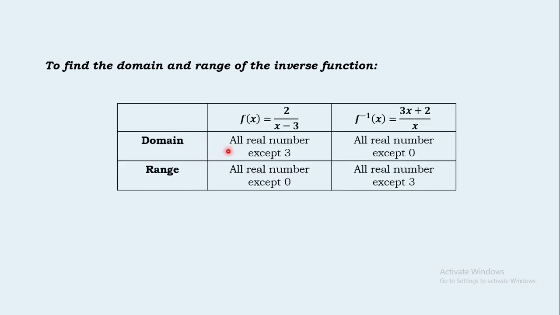So to continue, to find the domain and range of the inverse function, we will have this table. This is our original function and this is our inverse function. As I've said earlier, the domain of this function are all real numbers except 3, because 3 will make the whole function undefined. And the range of this original function are all real numbers except 0. In the inverse function, we just interchange the domain and the range. So in this case, the domain of this inverse function are all real numbers except 0. As I've said, any number that would make the denominator 0 or that would make the whole function undefined is not part of the domain. That's why all real numbers except 0, and the range are all real numbers except 3.